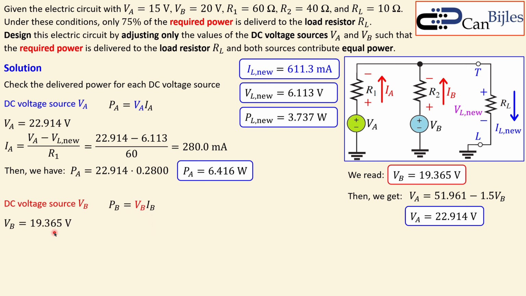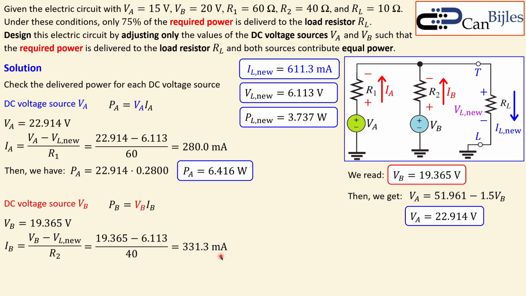So I can have this formula. Again, the voltage drop across this divided by its resistance. We have the new value for the VB. This is the new value for the load voltage divided by 40 for the R2, and I get 331.3 milliamps. That is the current that will be flowing here in the new condition, and this is the 280.0 milliamps.